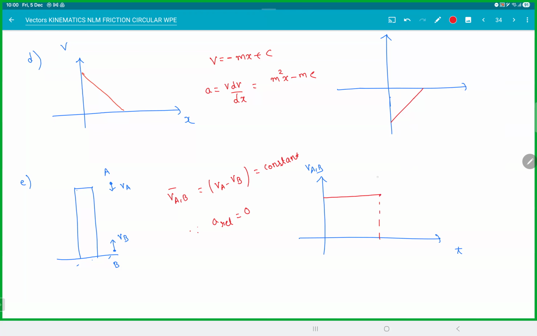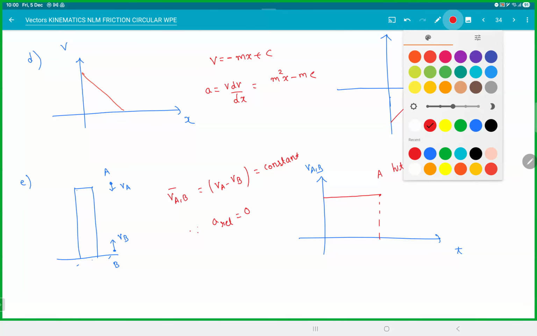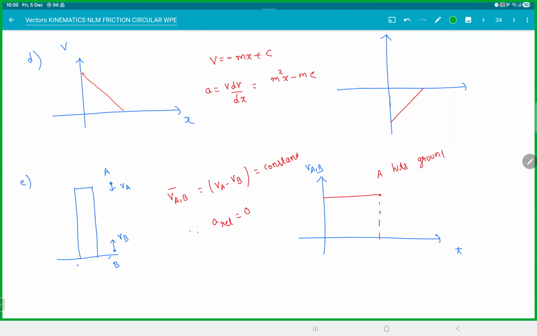Then at this point, A hits the ground. So A will stop, and then suddenly B's relative velocity, I think it will drop and then become a straight line, something like this. Then it becomes a straight line. There will be a discontinuity in the graph. A will suddenly stop, and then B will start decelerating because speed is actually changing. Clear with this?